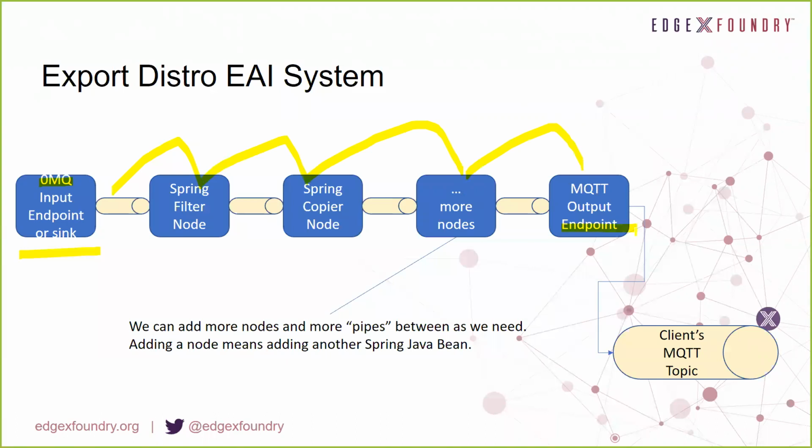In between, we have all these nodes that do work like filter, copy, what are called enriching services, and transformation services, and this is what allows for the great flexibility in this export distro system that we have. We can add lots more pipes, we can add lots more nodes into this engine to allow for more capability going forward. And all they are is additions of simple little Spring Java beans to get that work done, just like you saw previously.